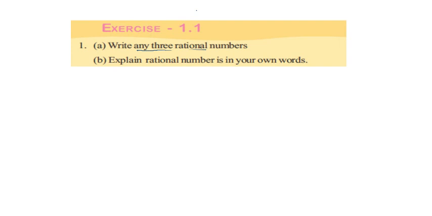All the natural numbers, whole numbers, and integers are included in the rational numbers. Hence you may write any three. So you take either 1 or 1 by 2 or 0 or 3 by 5. All these belong to rational numbers. You may write any three like that.